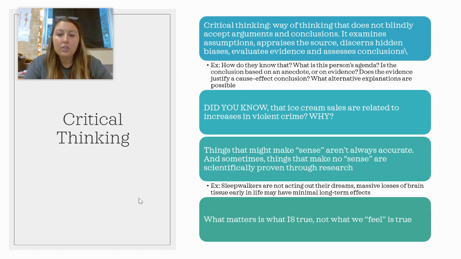So, for example, sleepwalkers are not acting out their dreams. That is something that would make sense to us, but that's not actually what's going on. Another thing that makes no sense, but actually is true, is that they have found in research that massive losses of brain tissue early in life may have minimal long-term effects. That makes no sense, but that is part of the scientific process, learning about what we think is true and what is actually true. So what matters is not what we feel is right or true. What matters is what is true based on experimentation and research.